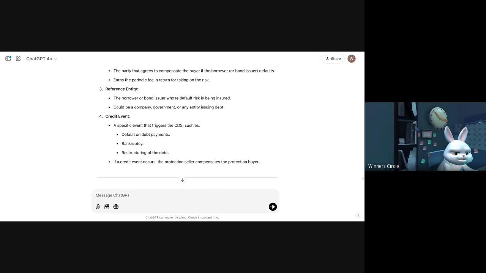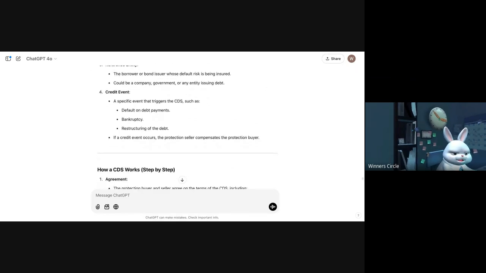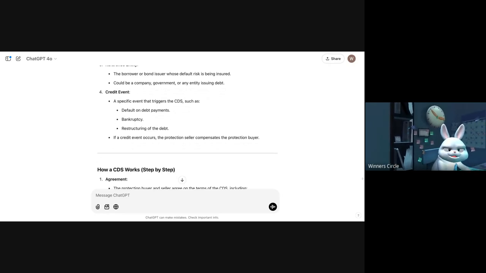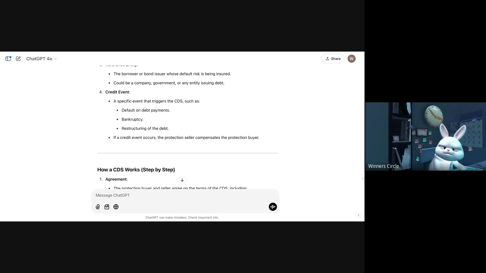Reference entity. The borrower or bond issuer whose default risk is being insured. Could be a company, government, or entity issuing debt. Credit event, a specific event that triggers the CDS, such as a default on debt payments, bankruptcy. So when you get into the loan, it's already in default.